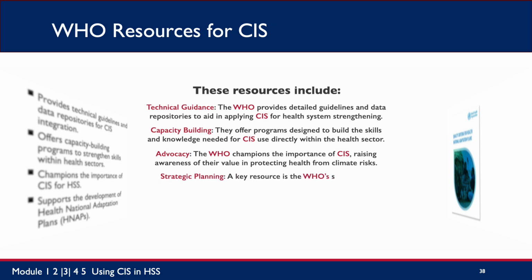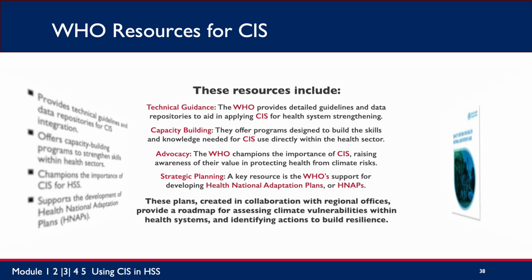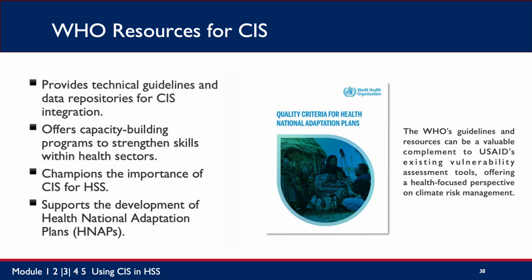Strategic planning. A key resource is the WHO's support for developing Health National Adaptation Plans, or HNAPs. These plans, created in collaboration with regional offices, provide a roadmap for assessing climate vulnerabilities within health systems and identifying actions to build resilience. The WHO's guidelines and resources can be a valuable complement to USAID's existing vulnerability assessment tools, offering a health-focused perspective on climate risk management.